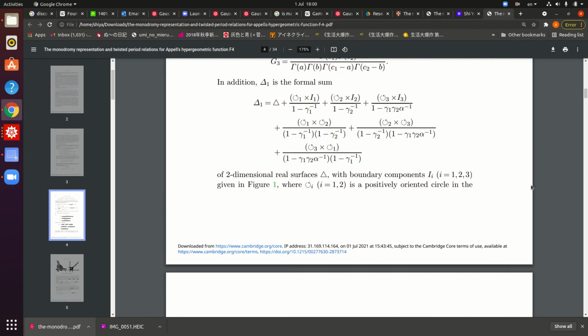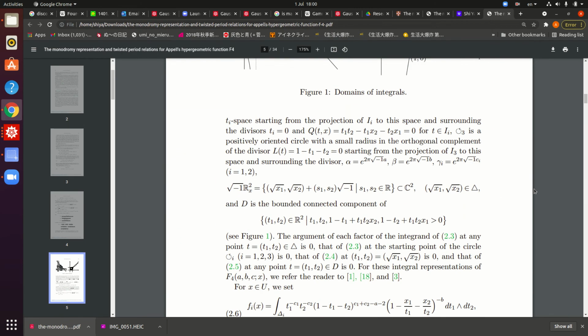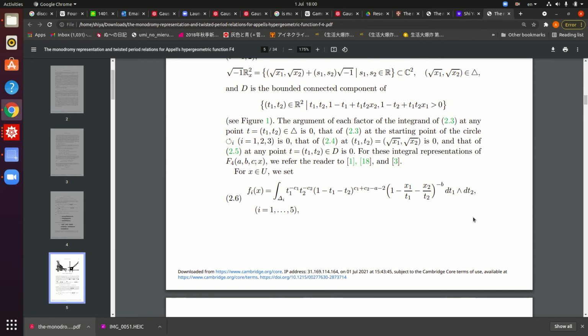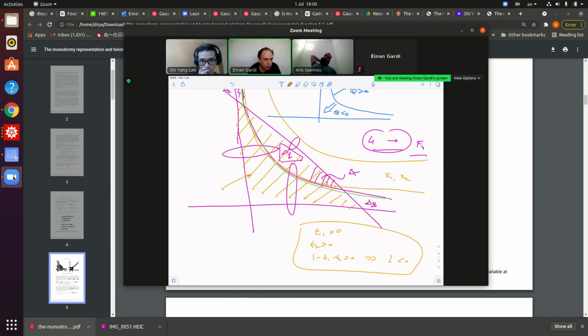These factors all appear in equation 2.6. So this is definitely a valid region, this triangle. In fact, I would like to know what this integration is in terms of Appell F4. I don't know what the answer is, but it should be expressible in terms of Appell F4 because it belongs to this homology class, right?